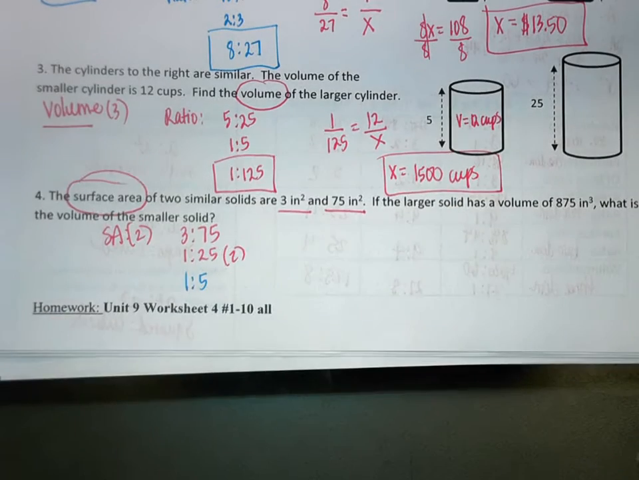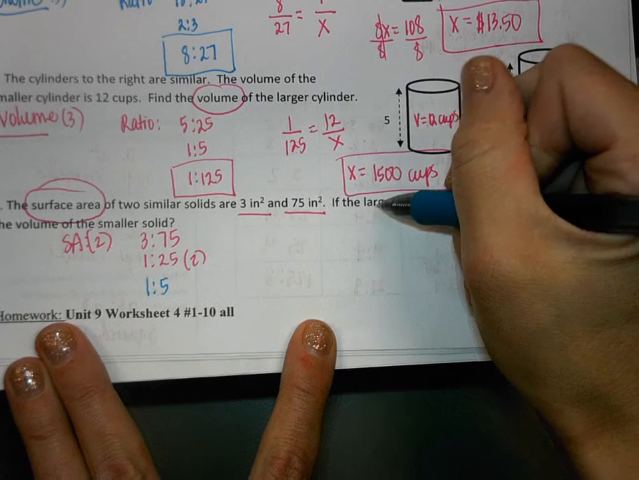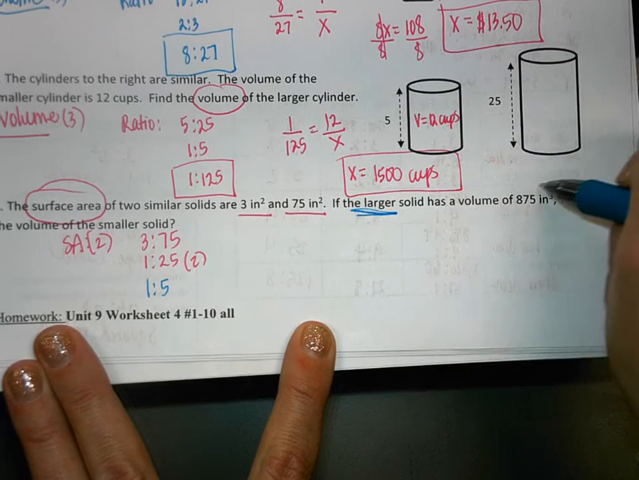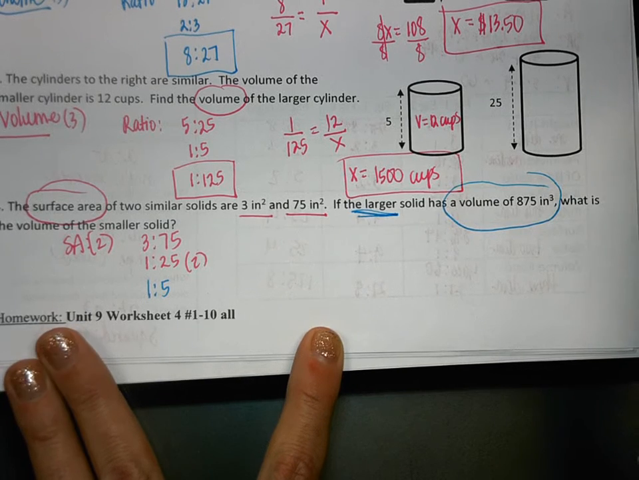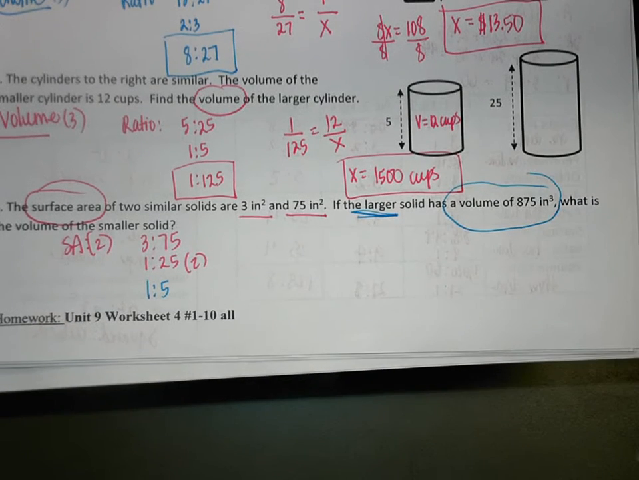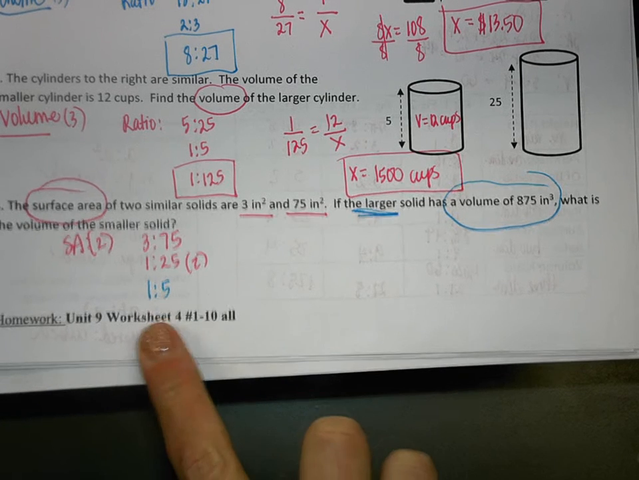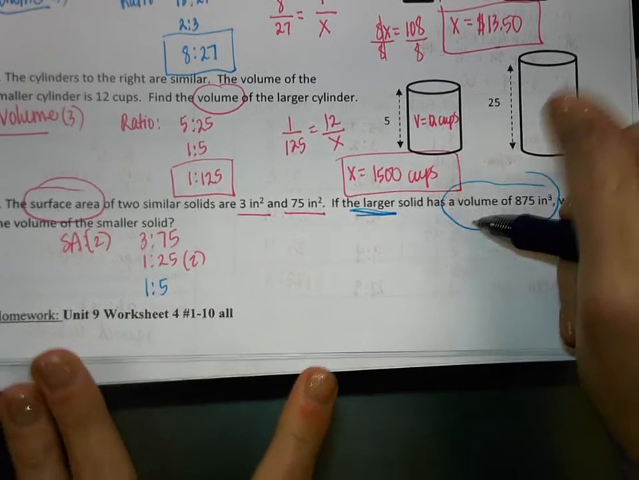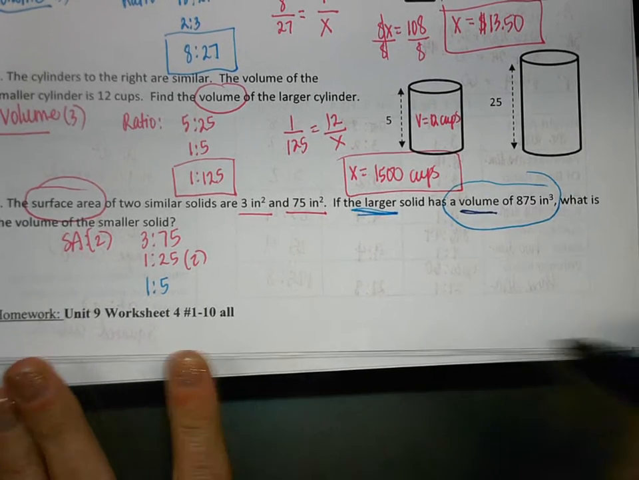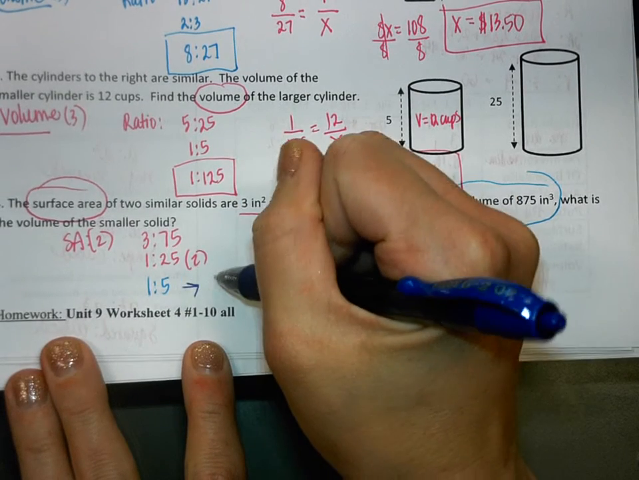So now it says if the larger solid, so this one they're telling us the larger one, has a volume of 875 inches cubed, what is the volume of the smaller solid? Okay, so what ratio will I use in order to solve this? What will I need to do to the 1 to 5? Cube it, because I'm dealing with volume. Okay, so when I cube these, what do I get? Very good. 1 and 125.